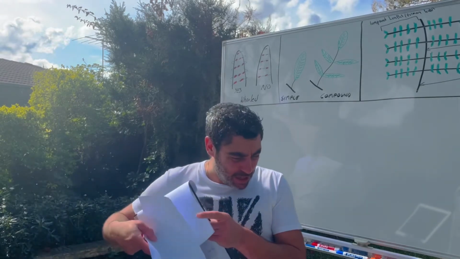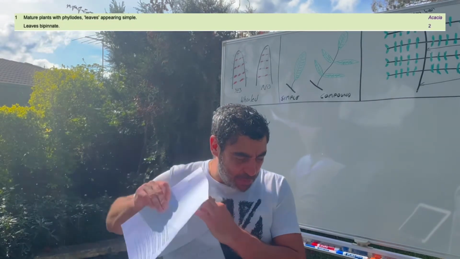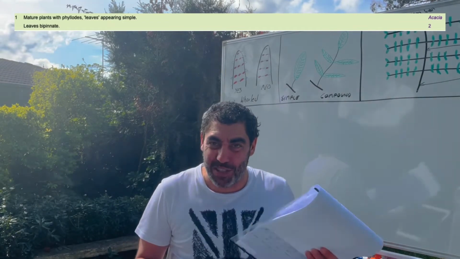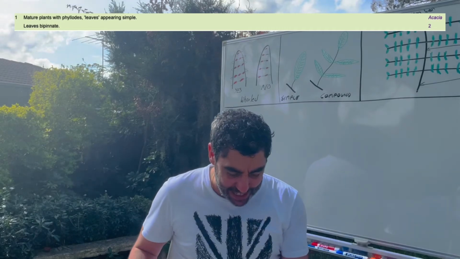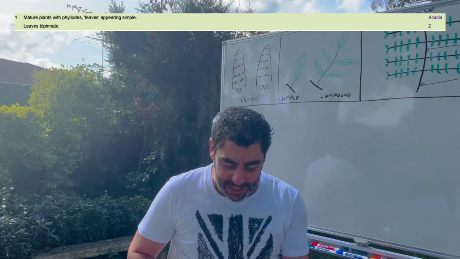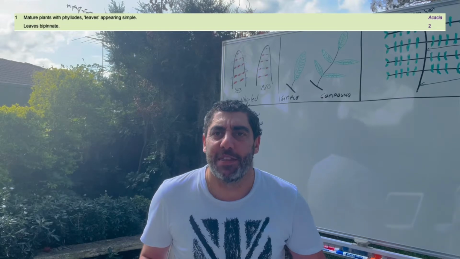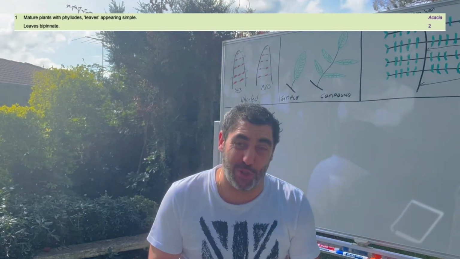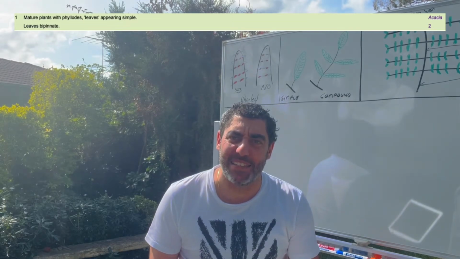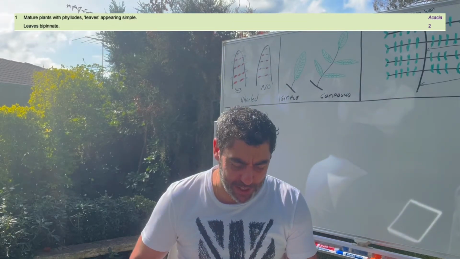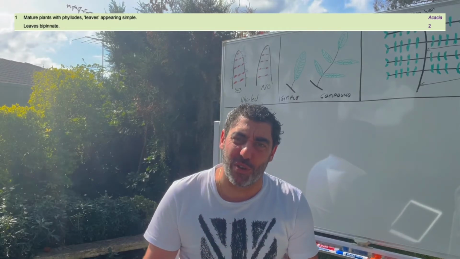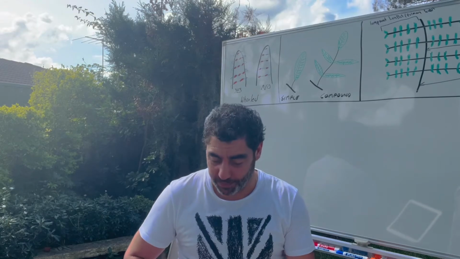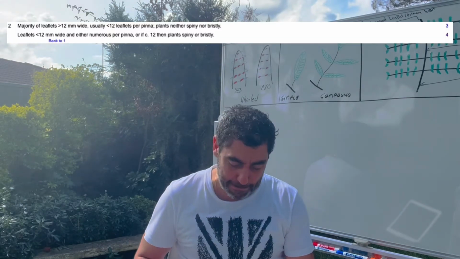Okay, so the first choice we're given is mature plants with phyllodes, leaves appearing simple. Well, we know the leaves are not simple, so we've kind of already got a head start. And then the second one says leaves are bipinnate. Now, that gives us the actual correct genus straight up. If we went answer one, it would say Acacia. However, you've got to answer the question correctly, okay? Our leaves are bipinnate, our leaves are not simple. So it's going to take us a little bit longer.